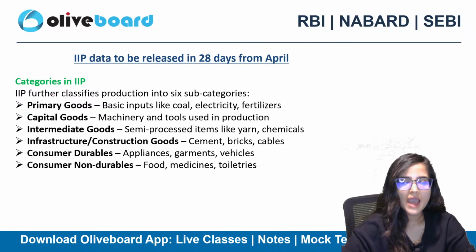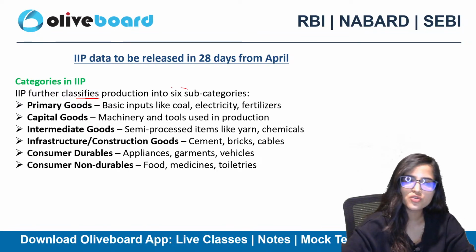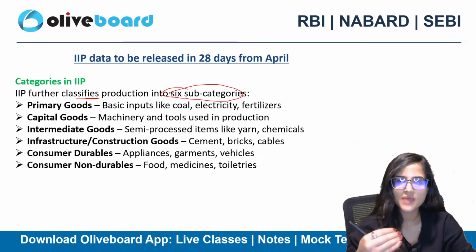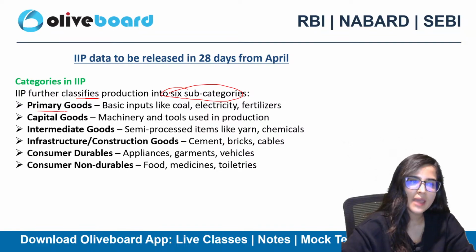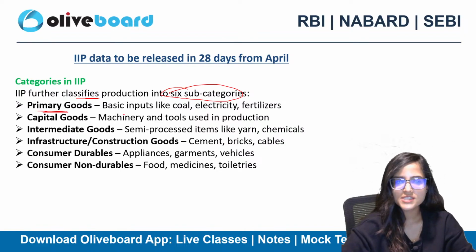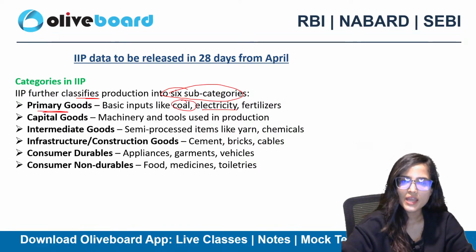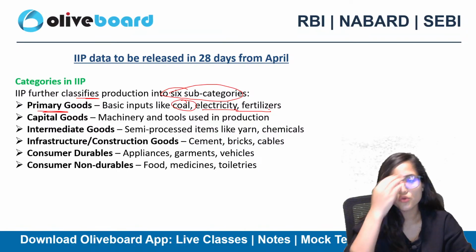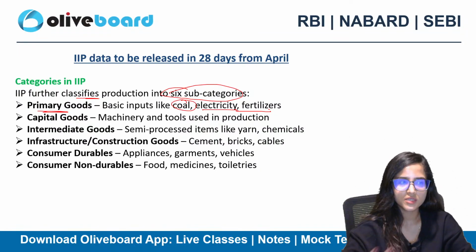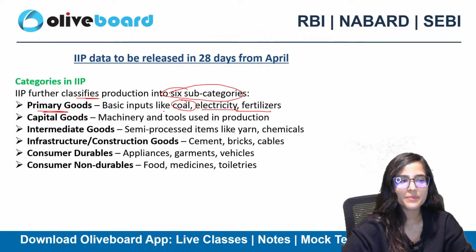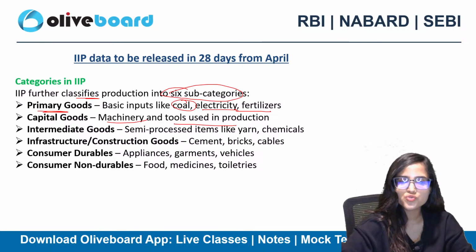And IIP further classifies production into 6 subcategories. First is the primary goods. What are primary goods? These are basic inputs like coal, electricity, fertilizers, the primary goods that act as base for other manufacturing, right? Then we have capital goods, machinery and tools used in production.